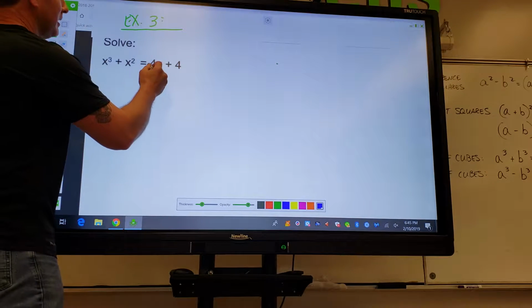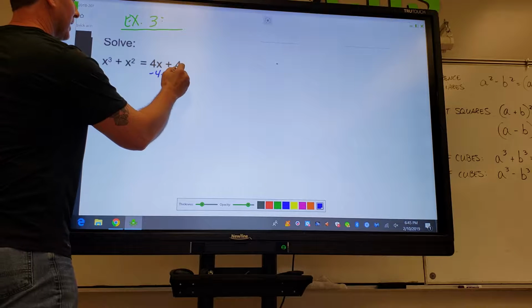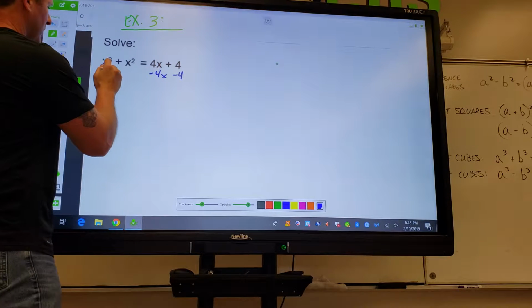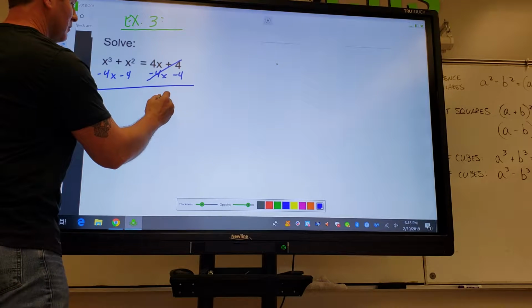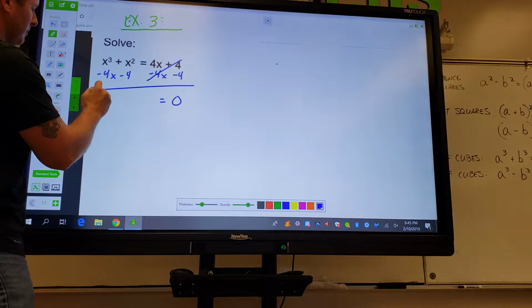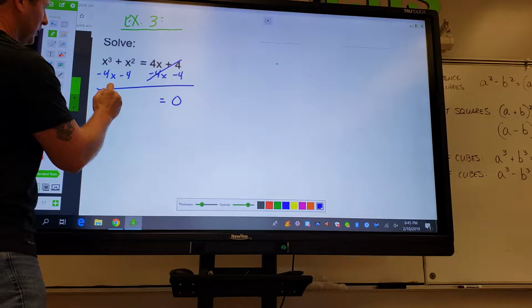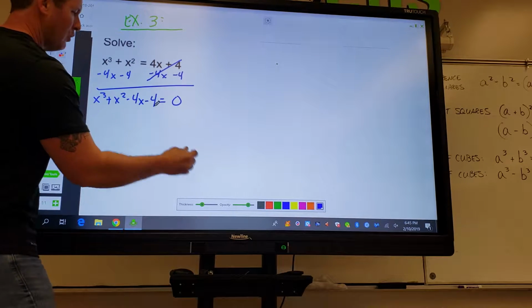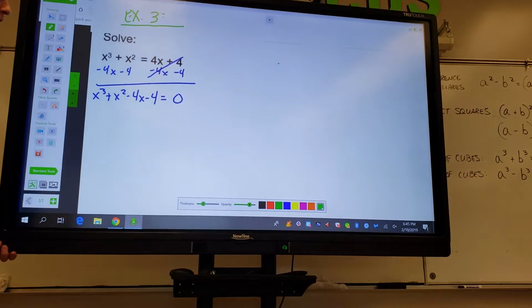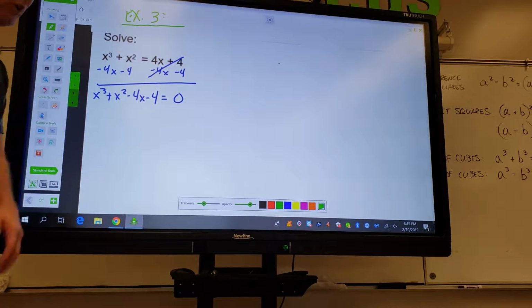What does that mean? That means I need to move the 4x to the left and the 4. What's going to happen is this side's going to cancel out and leave me 0. But over here, I've got kind of a log jam. Nothing combines, and that's no big deal because I want to make sure that I can still solve this.